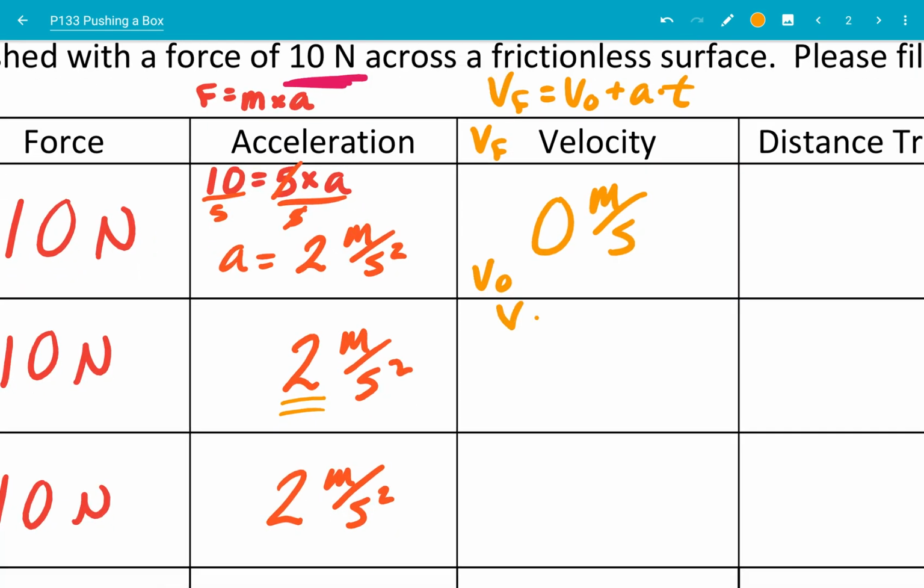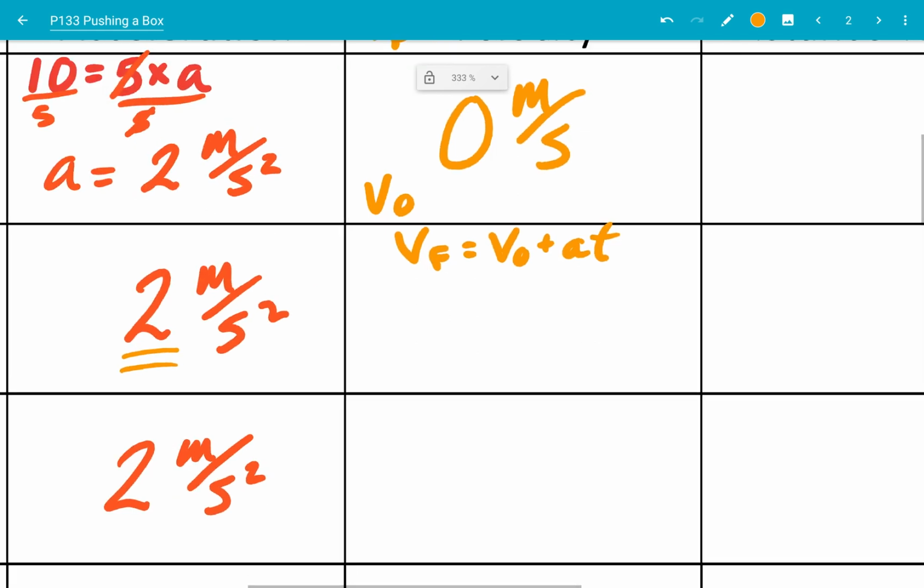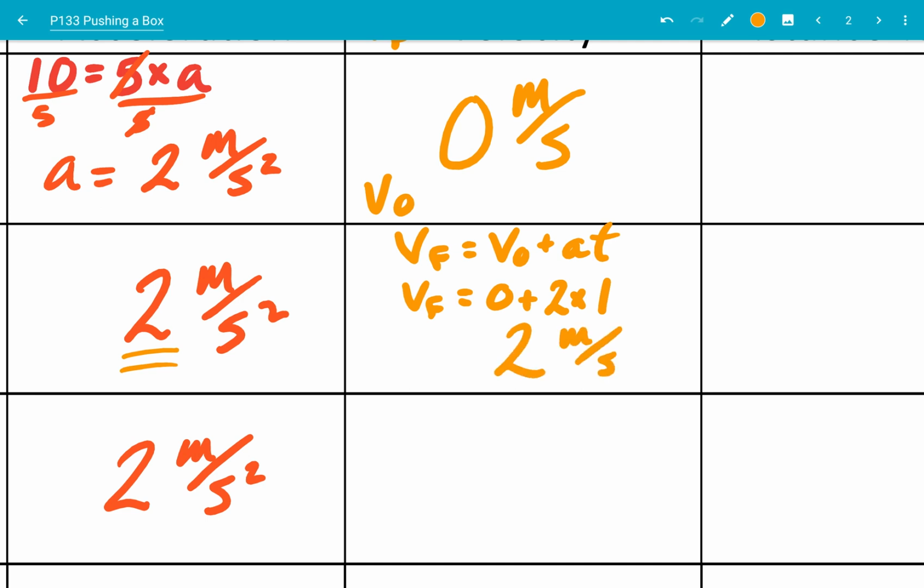So for the next one, down, and for the rest of them going down, what we'll have is Vf equals Vo plus at, right? And so the final velocity is 0 plus acceleration, which is 2, times time. So this box right here is after 1 second, and so we'll have 2 times 1. And so this one, our speed is 2 meters per second.